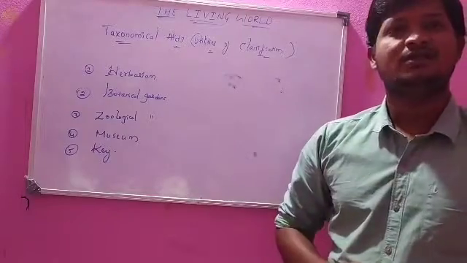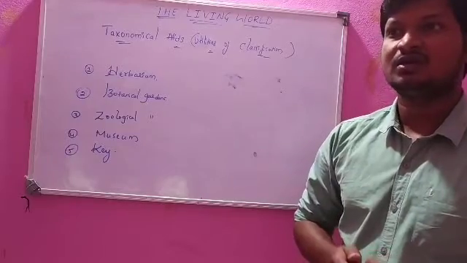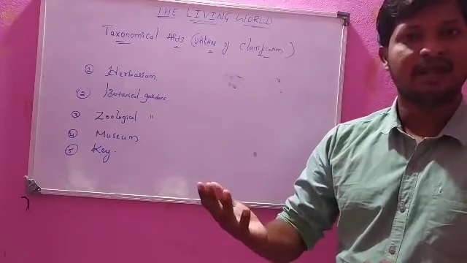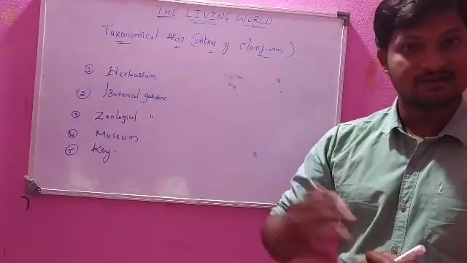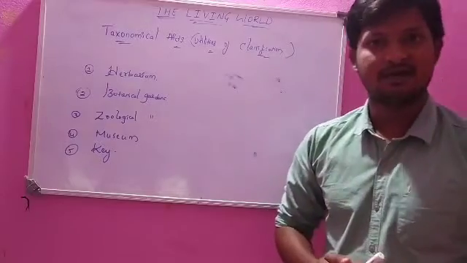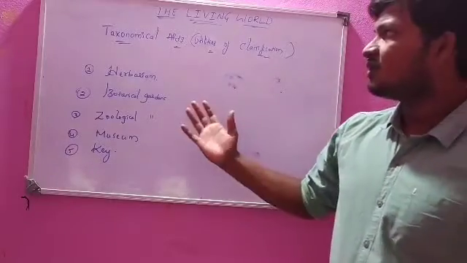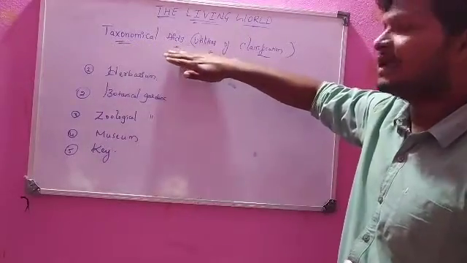Okay, in the last class we discussed the taxonomical hierarchy. For example, how a plant is classified under certain measures. We have studied that one. In today's class we will study the taxonomical aids.